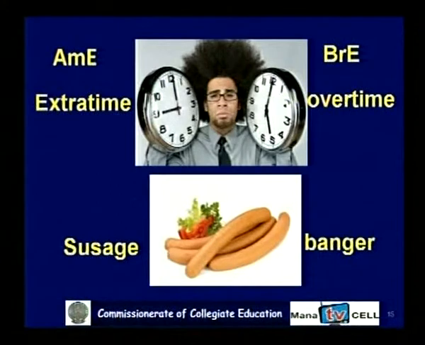Then here this person is showing two clocks, one showing 9 o'clock in the morning, another 5 in the evening. So that is from dawn to dusk. If you work extra time, Americans say I work extra time. In British English they say overtime. In offices we also call it OT, that is overtime. This is extra time, and that in British English is overtime.